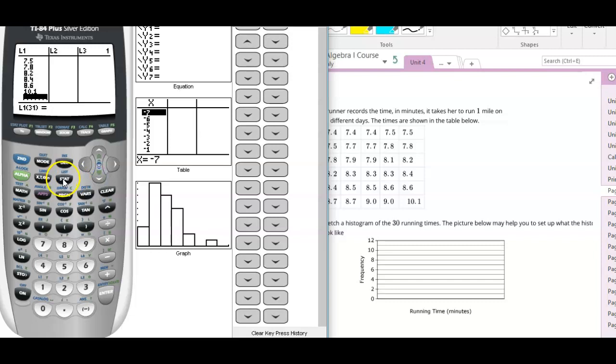Once you have all the data points listed, we're going to press second, y equals. We're going to press enter for plot 1. We want to make sure that the cursor is on the word On and it's highlighted. For the type, we want it to be the histogram right here. It kind of looks like a box graph. And then the XList should be L1.